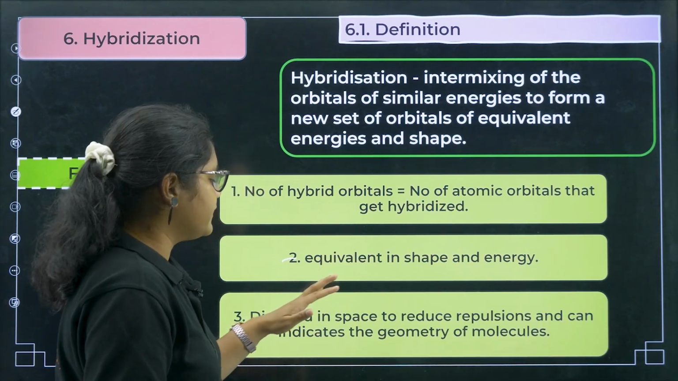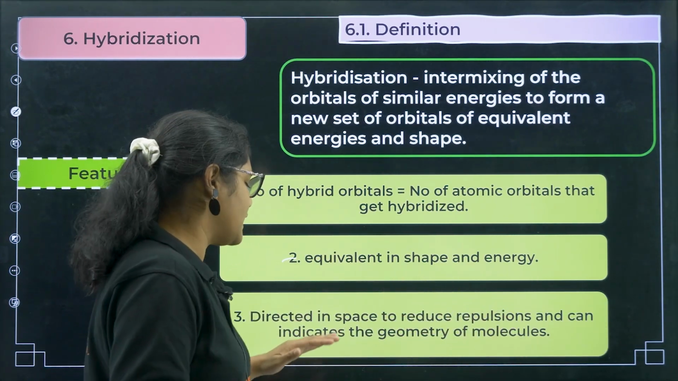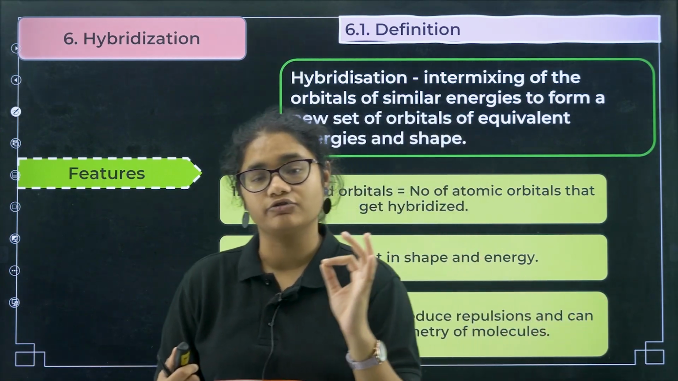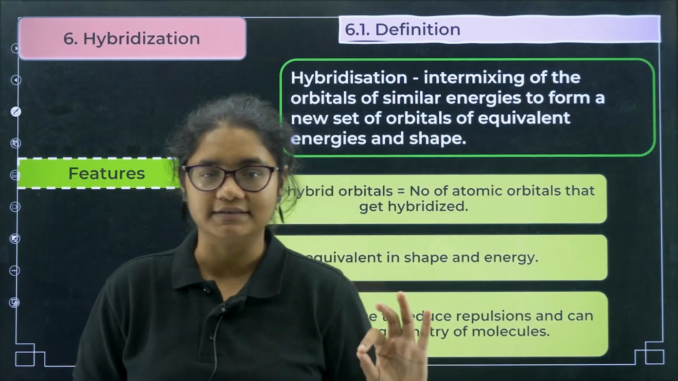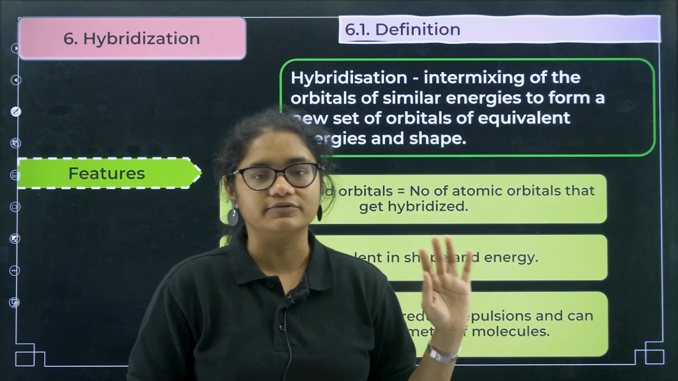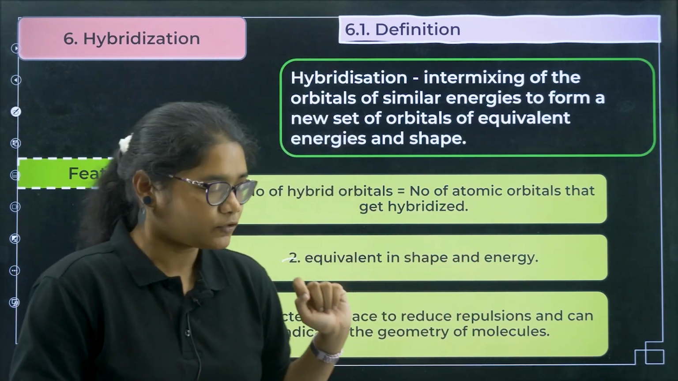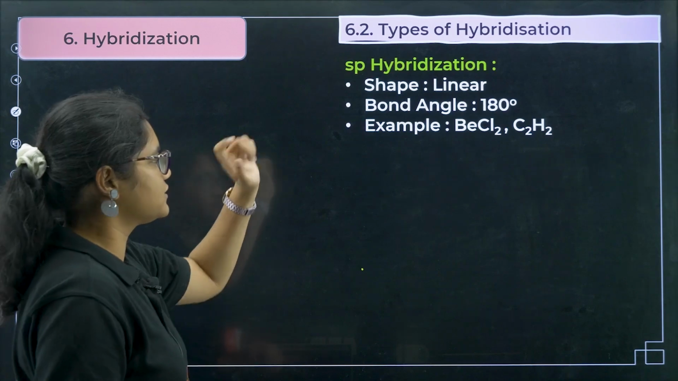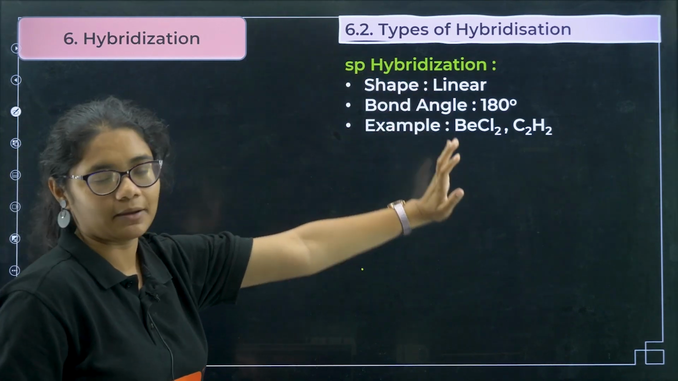Next, directed in space to reduce the repulsions and can indicate the geometry of the molecule. So based on hybridization, we can tell the geometry of the molecule. Okay, very easily we can tell the geometry of the molecule. Clear? So now let us see the types of hybridization. Okay, the first type of hybridization is sp hybridization.